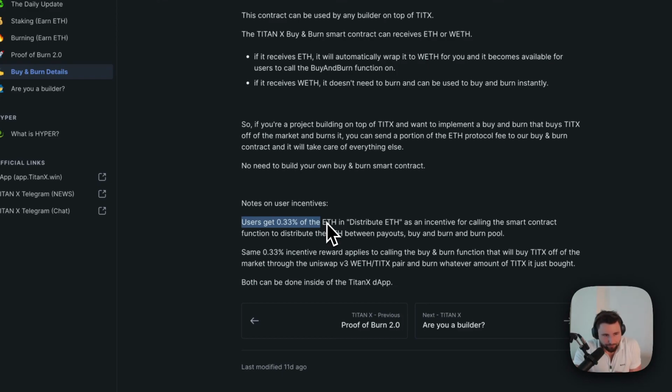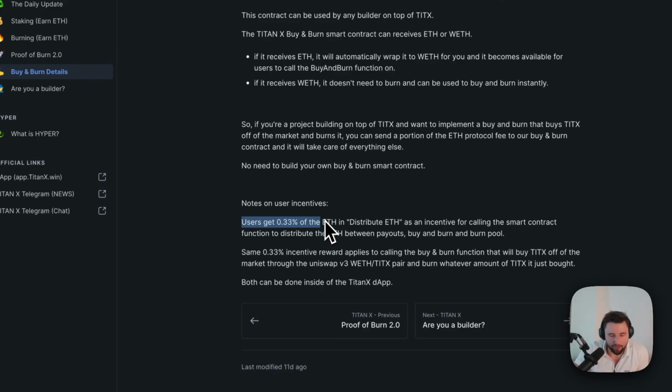So with that, users get 0.33% of the Ethereum to call the distribute Ethereum function as often as possible whenever it's profitable, right? As long as you get more Ethereum back from the incentive fee than you were paying in gas, it's kind of like quick profit. And the same 0.33% incentive reward applies to calling the buy and burn function. So users call the buy and burn function. It's a smart contract. It's not a person doing it. It's not a dude in his mom's basement. You don't have to trust anybody. This is trustless, permissionless crypto at its finest. So users are incentivized to call the functions to keep the ecosystem running.